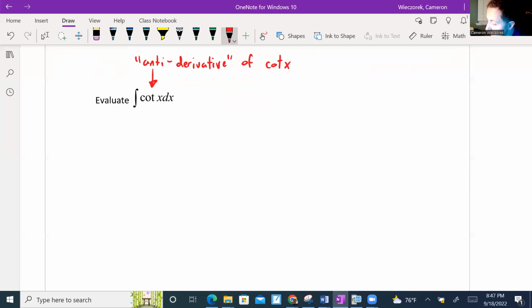Now, it's not very obvious how to make a U substitution here. I don't really see an inner and outer function, so we're going to use a trig identity from the past. Throwback. Cotangent is equal to cosine of x over sine of x. So I'm actually going to rewrite this integral as cosine x over sine x dx. Now, at least now I have two pieces that I can work with. One of them is going to be my u. If you're not sure, try it out.